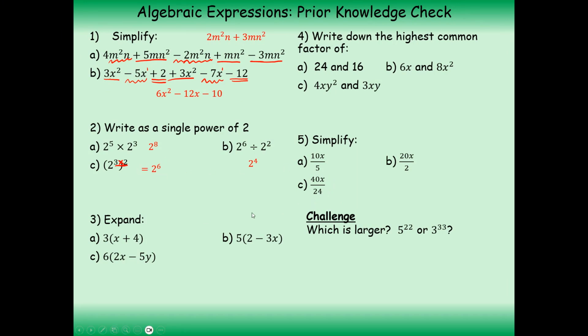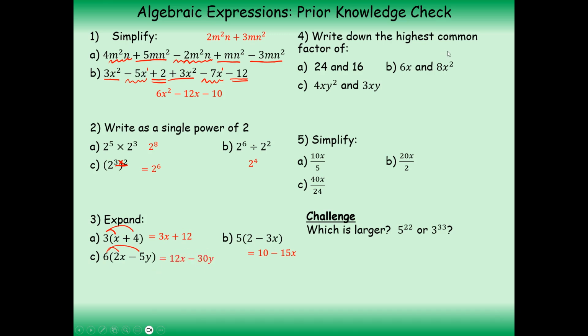So in question 3, we're just expanding a bracket. So multiplying 3 by x and 3 by 4. So you should end up with such an expression. Part B, again, we expand the bracket. You end up with this expression: 6 times 2x and 6 times -5. Take care of the sign and make sure you do write the sign.